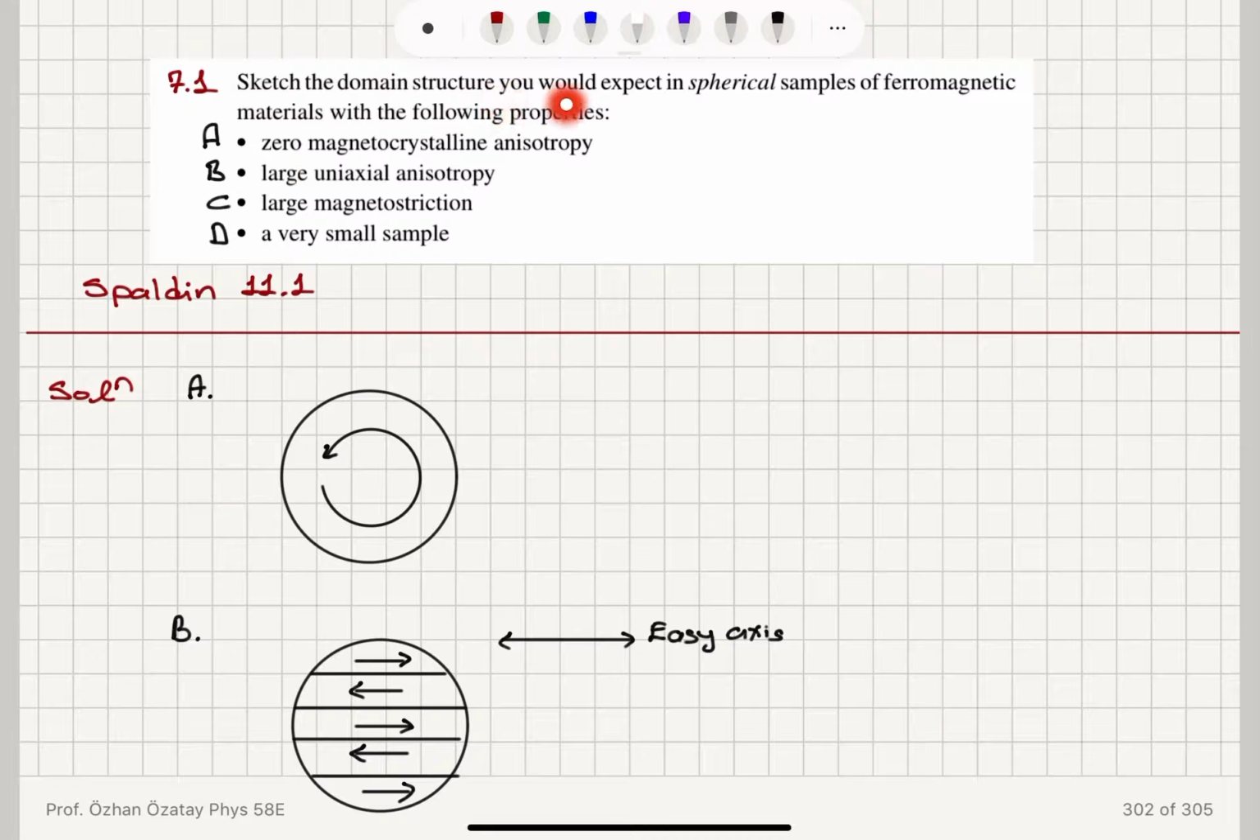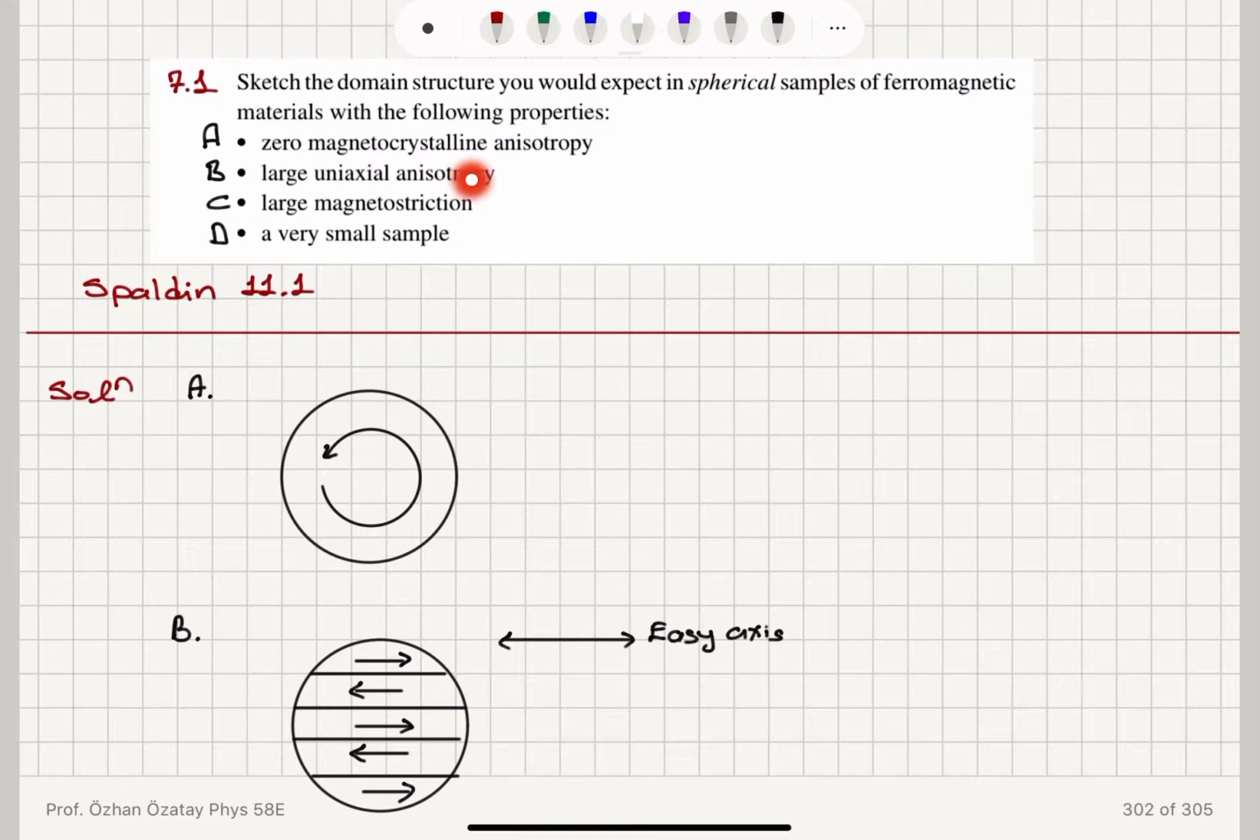Sketch the domain structure you would expect in spherical samples of ferromagnetic materials with the following properties. First, zero magnetocrystalline anisotropy. Second, large uniaxial anisotropy. Third, large magnetostriction. And finally, a very small sample.